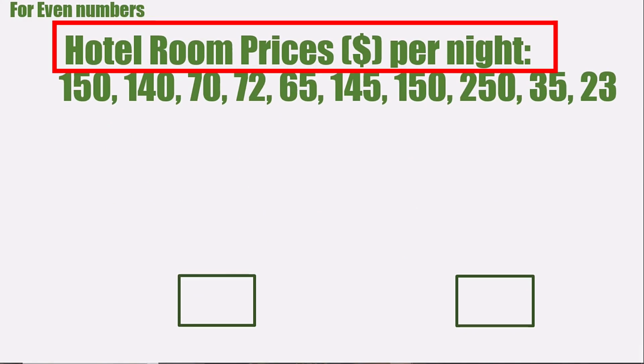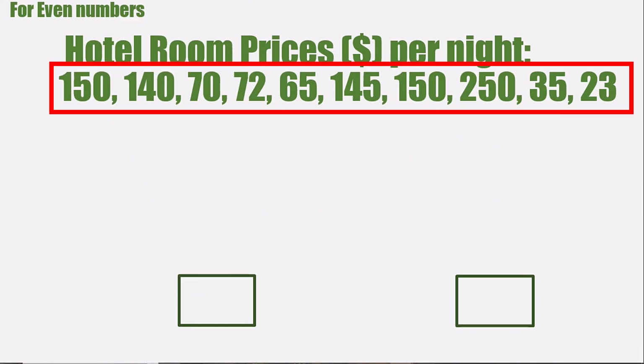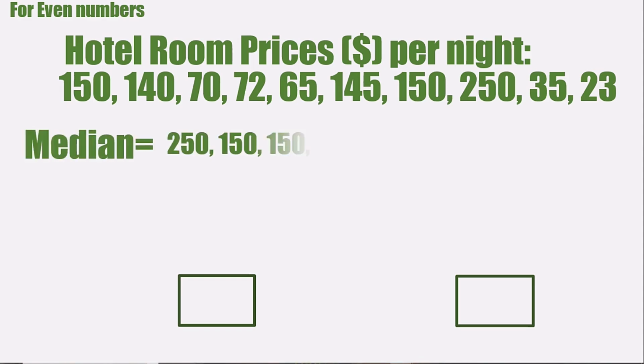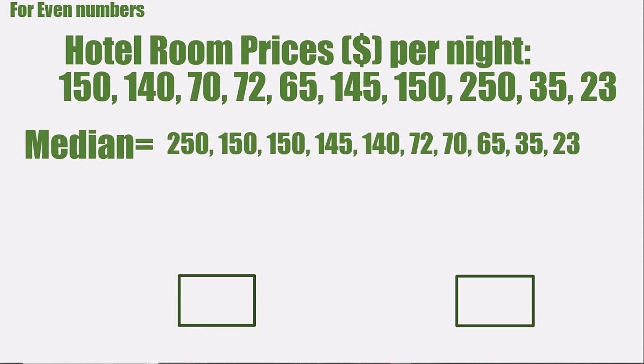This hotel room prices per night example has 10 data values. That means the number of values is an even number. So let's see how we can calculate the median for an even number. First of all, you rearrange the dataset in either ascending or descending order. For this case, you have rearranged it in descending order. Then you get the value which is in the center.